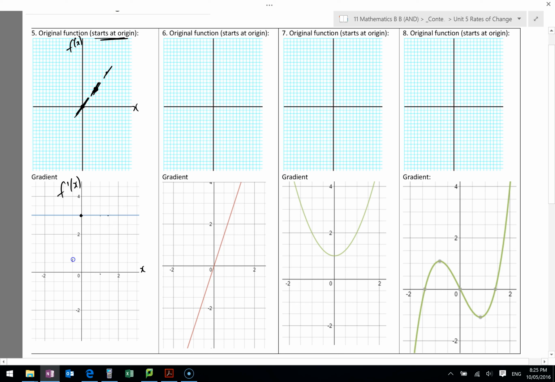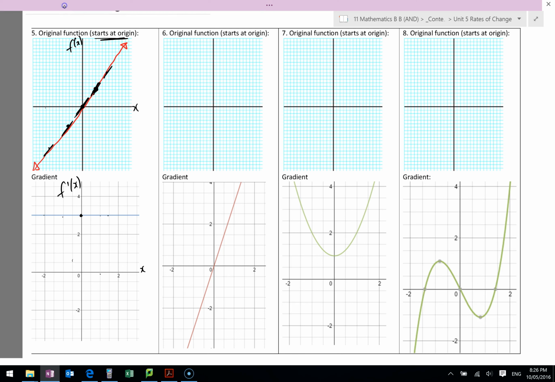If I go in the other direction, say at -1, okay, there'll be some point out here with that same slope, and at -2, there'll be some point out here with the same slope. Okay, so by drawing all of those tangent lines, I can now draw my original function. Okay, which will be a linear function.